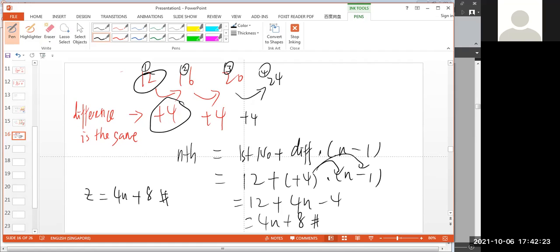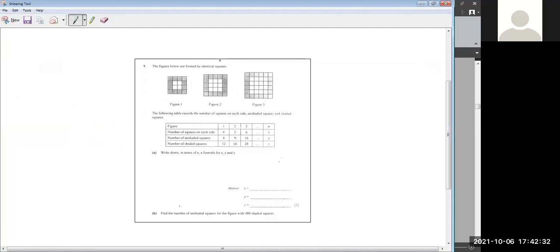So far so good? Okay, so next part. The next part is find the number of unshaded squares with 480 shaded squares. So 480 shaded squares, that means this one, the number of squares on each side. So that means this is 480. They ask for what is this?